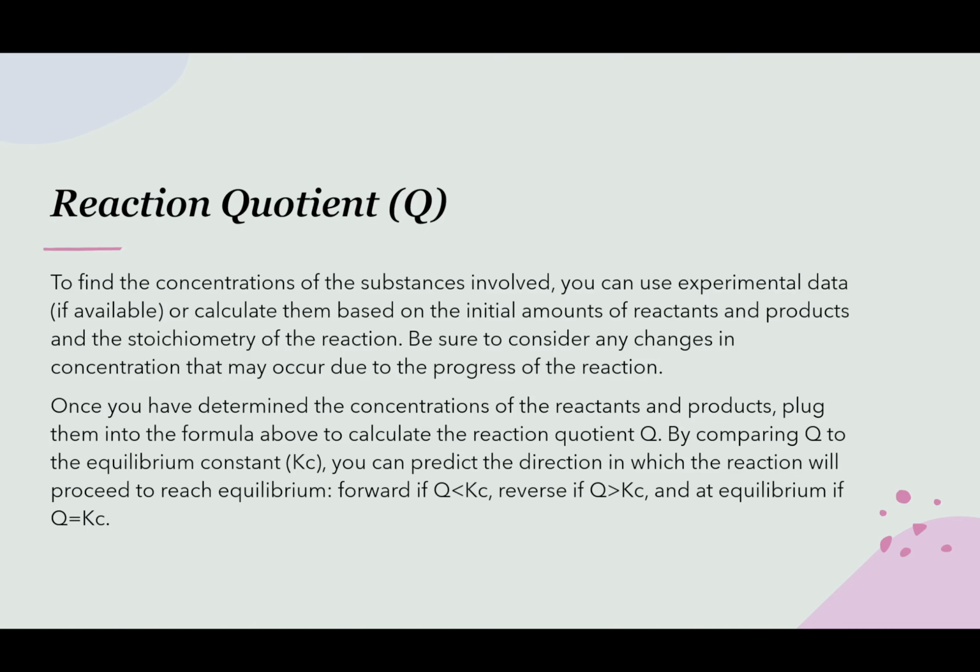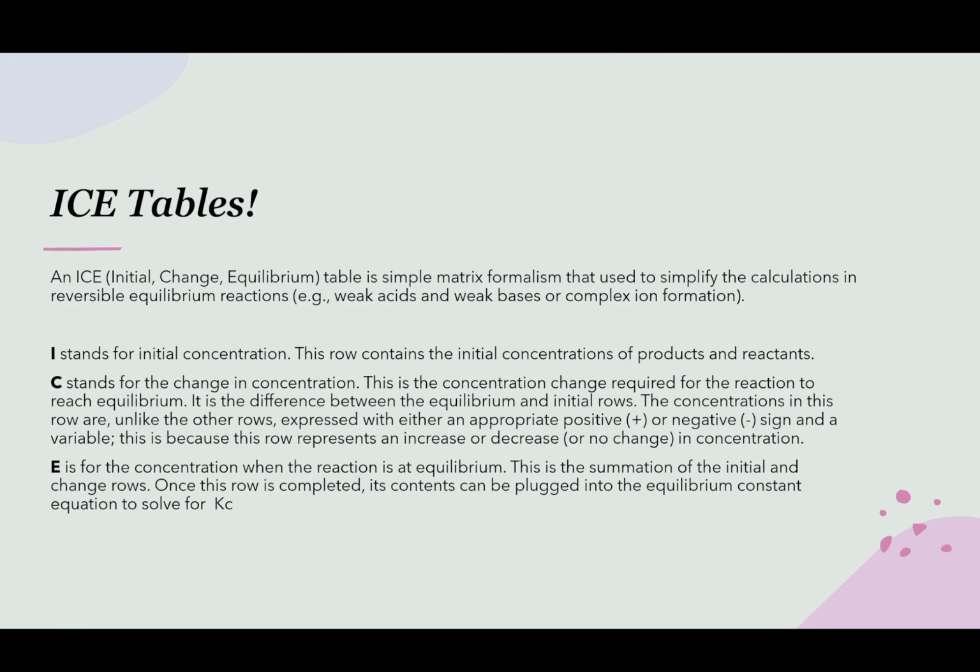We already spoke about the relationship between Kc and Q in this slide. So let's talk about how you find the concentrations overall. How are you going to find it? Using initial amounts of reactants and products and then using stoichiometry to figure it out. What do they mean by that? What they meant was ICE tables. Have you guys done an ICE table before?